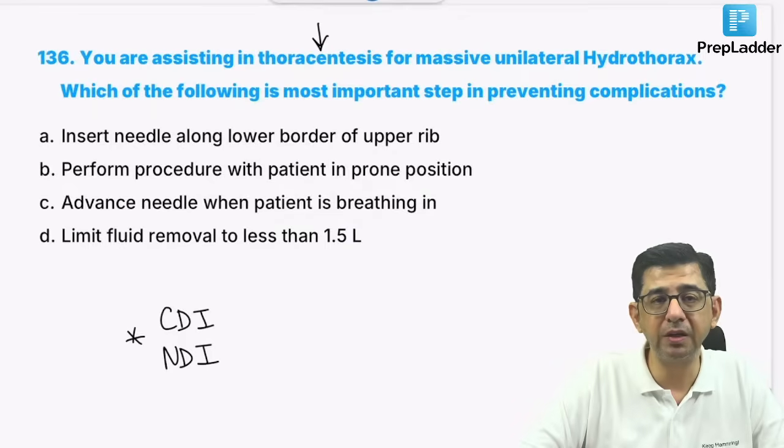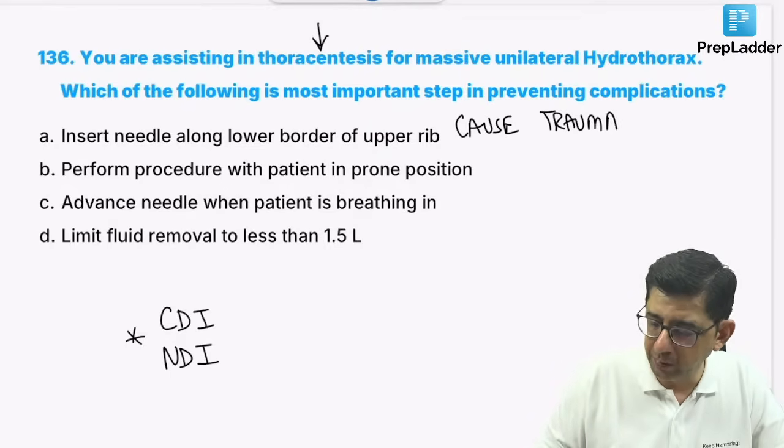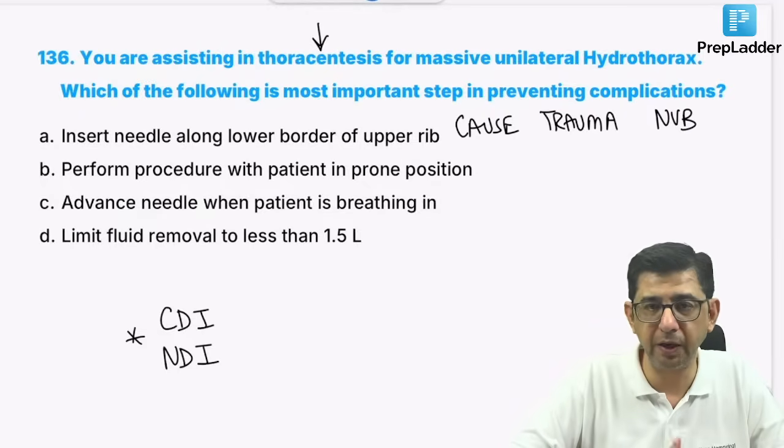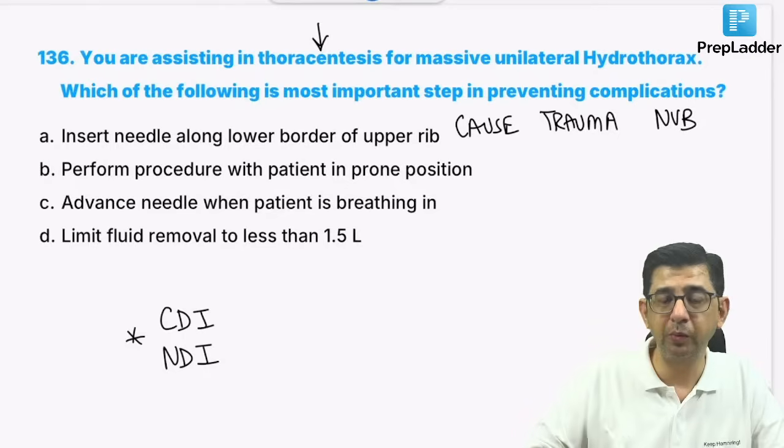Option number A is insert the needle along the lower border of the upper rib. That will cause trauma. It will not prevent trauma. It will cause trauma to the neurovascular bundle, NVB. That is the intercostal artery, intercostal vein, and then the intercostal nerve can be injured. It will cause trauma. Perform procedure with patient in prone position.